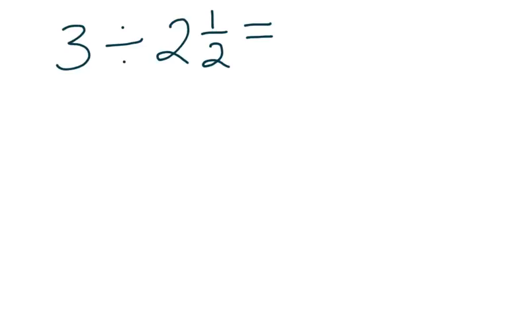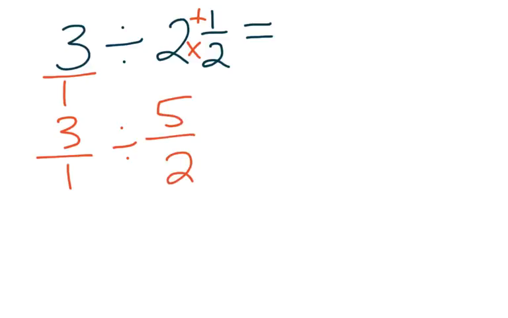One final division problem, we have a whole number divided by a fraction. Once again, I'm going to make my whole number into a fraction by putting it over 1. So I have 3 over 1 divided by, change this into an improper fraction, so I have 5 halves. And then I go through my steps: keep the first fraction the same, division sign becomes multiplication, and flip my second fraction to find the reciprocal.